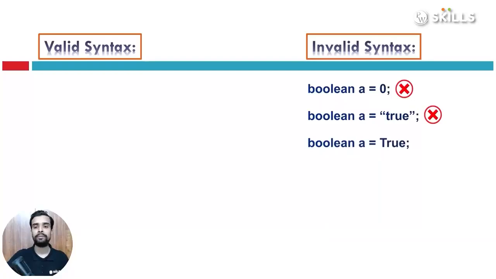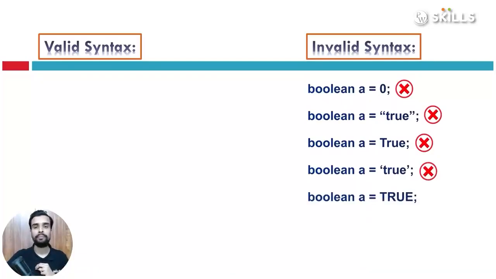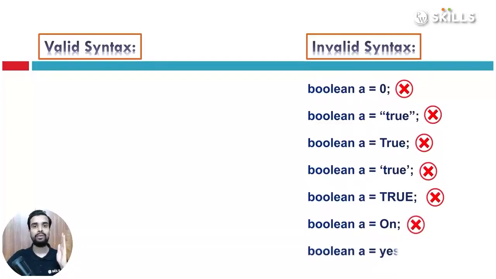What about this statement? As you can see, the very first letter T has been capitalized. That is the reason why this is invalid. And what about this statement? Once again, the keyword true has been enclosed within single quotes, which is not permitted. For this reason, this also is invalid. What about this statement? You can see all of the characters in the keyword true have been capitalized. For this reason, this also happens to be invalid. What about this statement? I don't even have to give any explanation. On, off, yes, no, all such values are not allowed in Java. Hence, the last statement also happens to be invalid.